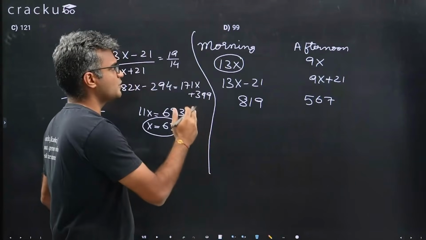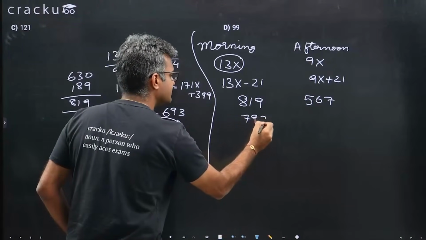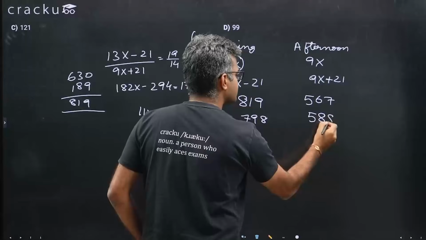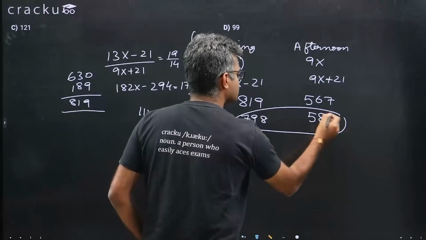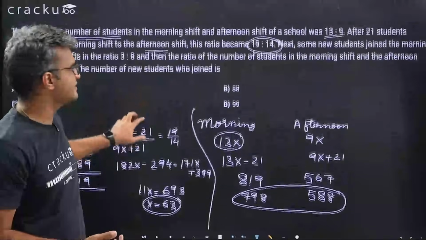21 students moved from the morning shift to the afternoon shift. So the number of students in the morning shift will be 198. And the number of students in the afternoon shift will be 588. This is the current scenario. The number of students in the morning shift is 798. The number of students in the afternoon shift is 588.